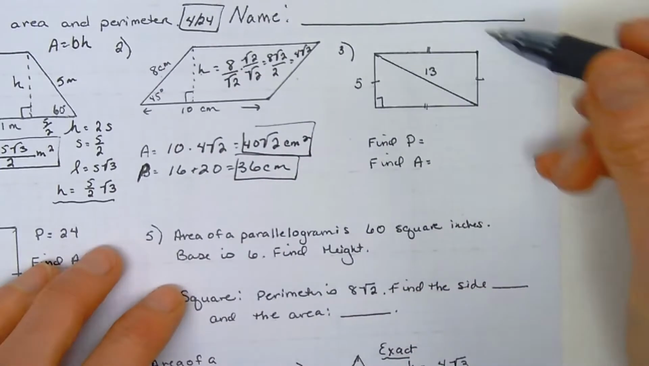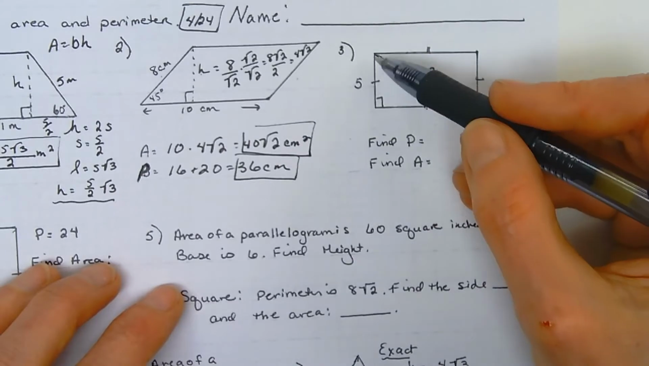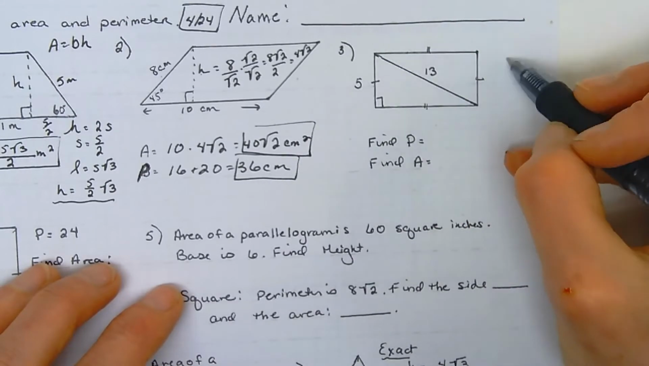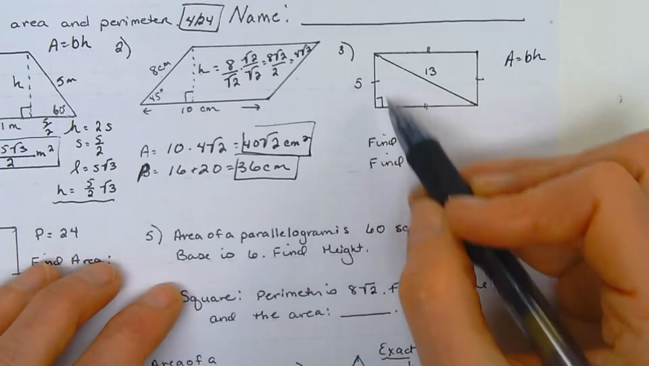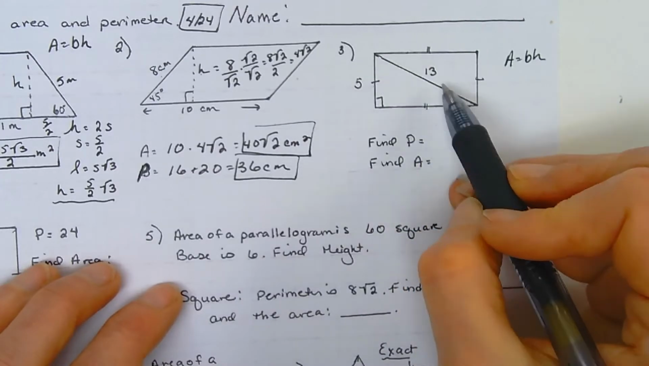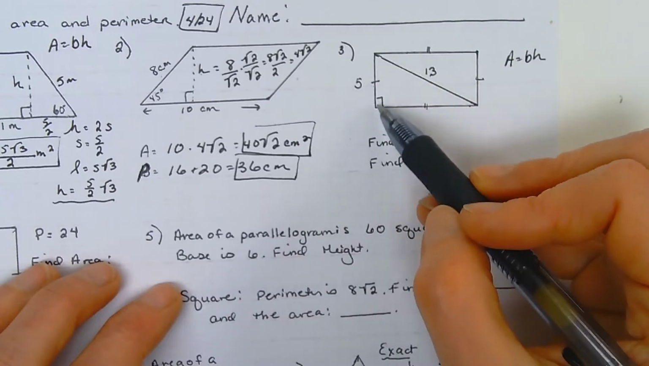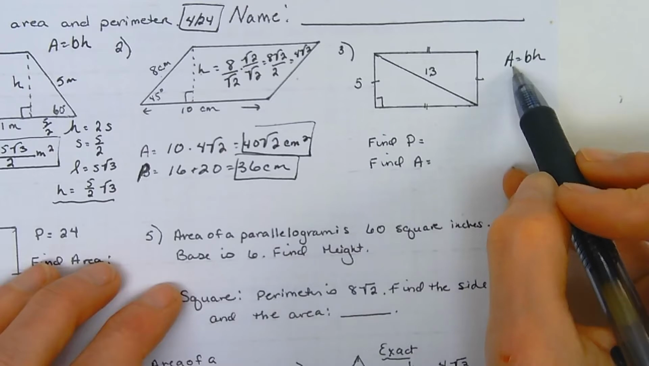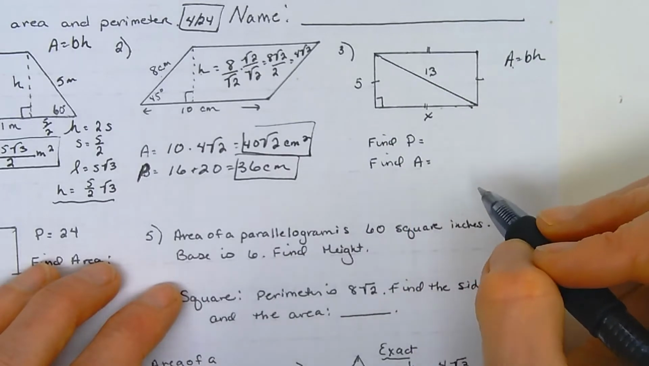Number 3. This parallelogram is a rectangle. I'm shown that this side here is 5. We could also consider that a height. Remember, the area is equal to the base times the height, or the length times the width. And this diagonal cut across here is 13. I can use the Pythagorean theorem to find the length of this base here. In order to find the area, I need to have this side and this side. So I need to know what that is.